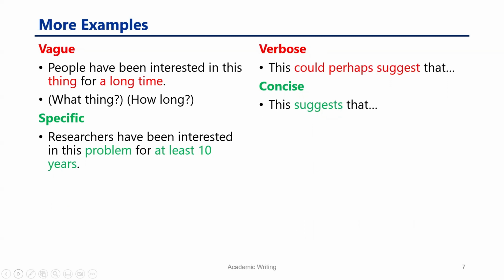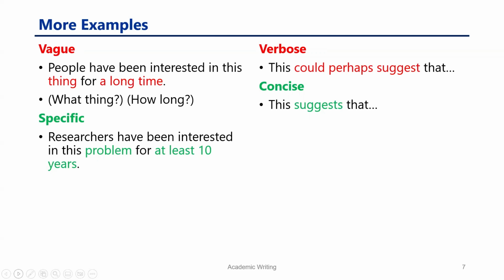We want to avoid being vague. For example, people have been interested in this thing for a long time. The reader will go, what thing? How long? An example of being specific is, readers have been interested in this problem for at least 10 years. Now there's no question. We know that researchers are interested in a problem, and we know they've been interested in it for 10 years.